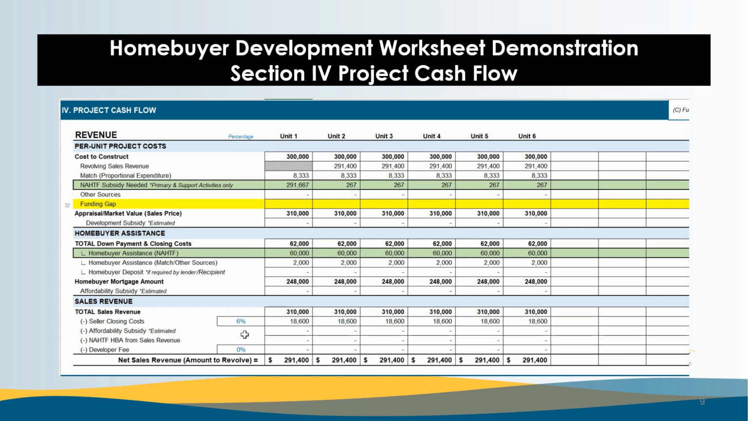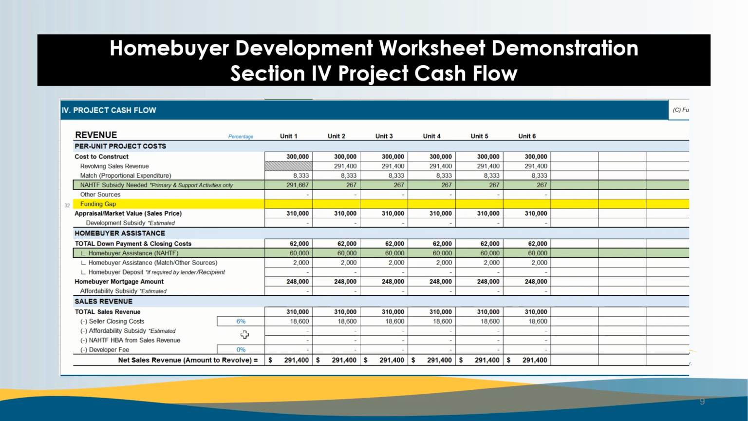Now that all input numbers have been completed in Sections 1 through 3, the project cash flow has been created. I'll walk through the different rows just for the column Unit 1 to give a basic overview of how the cash flow works. So you can see cost to construct under Unit 1, $300,000 has come down and been input in there from our input up above. The match has been evenly distributed.